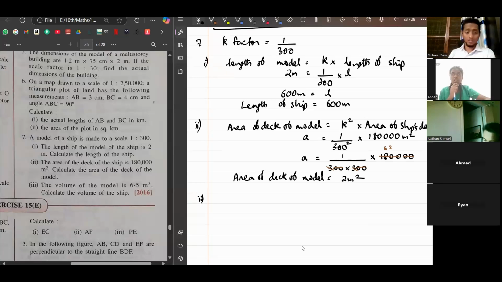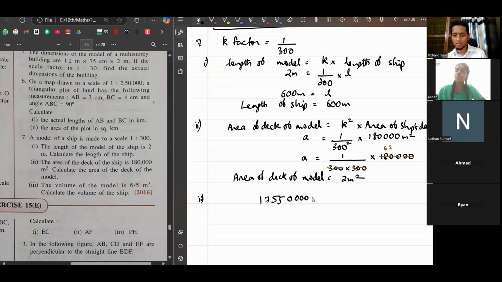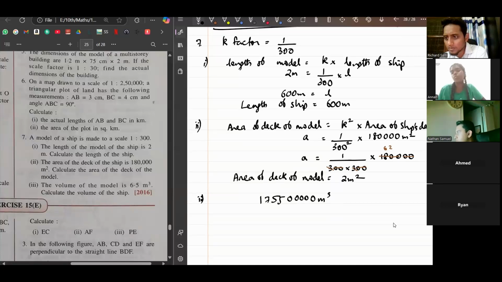Okay. What is the volume of the ship? What, meter cube? How much did you all get? Did you get that? How much? 1, 5? 5 zeros. Is this what you all got? Yes. Anna, you got this? Yes, sir.